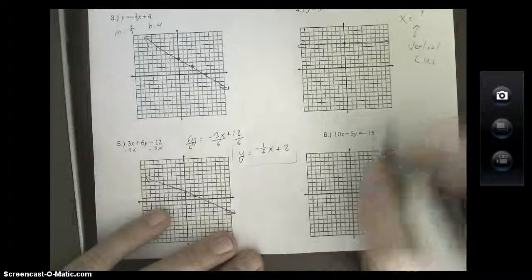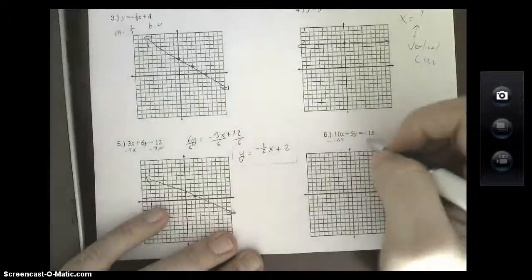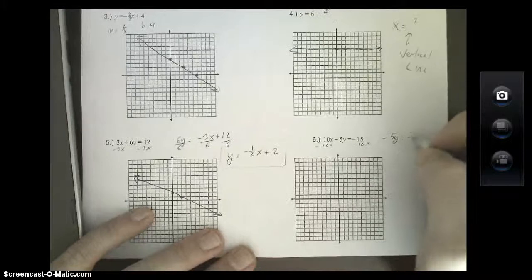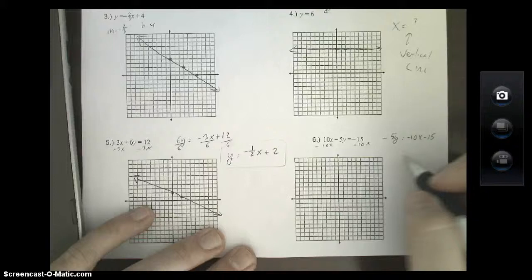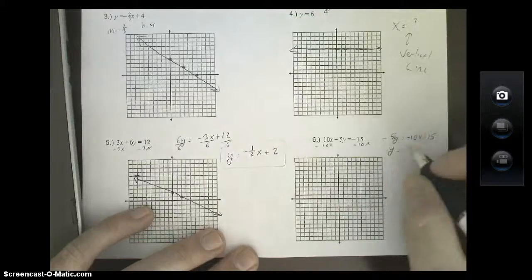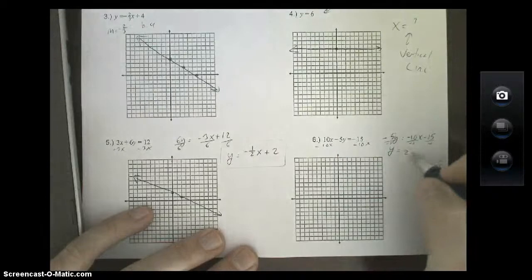Okay, number 6, get y by itself. Subtract 10x from both sides. Negative 5y equals negative 10x minus 15. I'm going to divide all three terms by negative 5. So, negative 5, negative 5, negative 5. We get 2x plus 3.